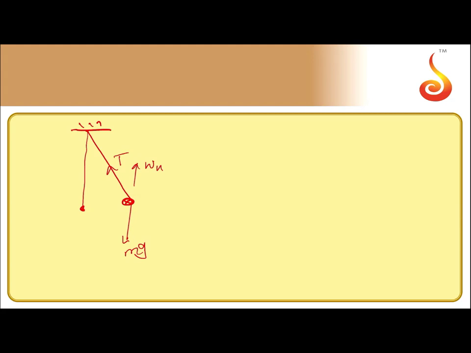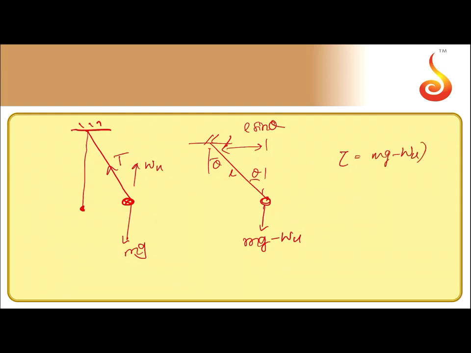And we can find out the period of oscillation of this simple pendulum by writing all the forces. How do we write that? So notice that the restoring force is basically mg minus up thrust. If I consider the perpendicular distance, this is what I get: L sin theta. So this is L and this is L sin theta. I can write torque is equal to mg minus up thrust into L into theta for small theta.